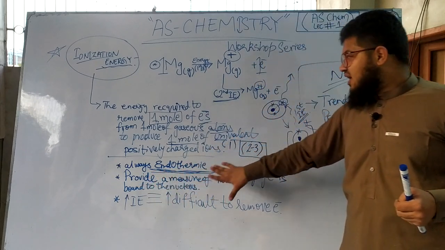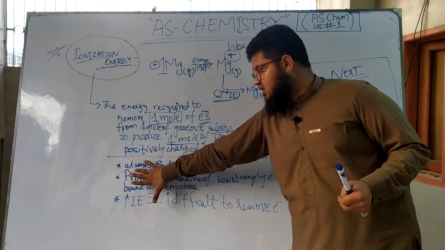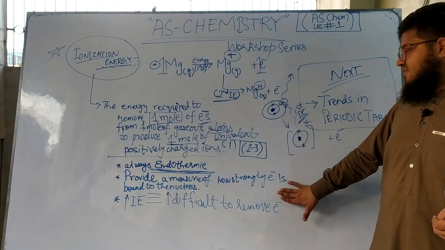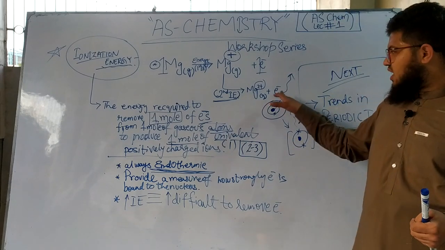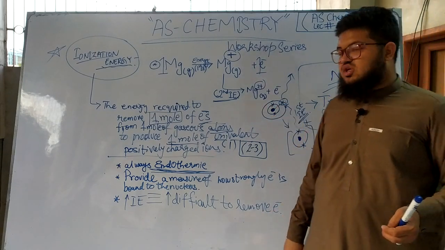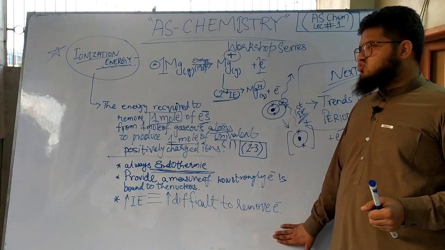Therefore, since we need energy to break this attraction, this ionization energy also gives you an idea of how strongly this outermost electron is bound to the nucleus, as I explained right over here. So the greater the ionization energy, the more difficult it is to remove the outermost electron.